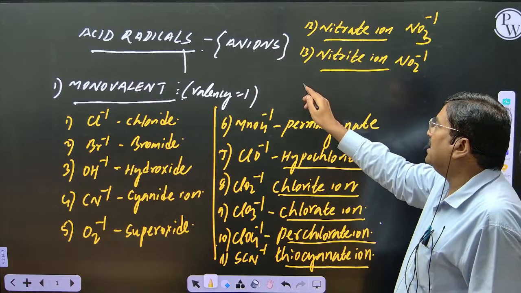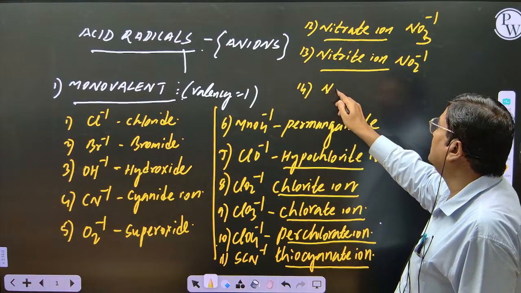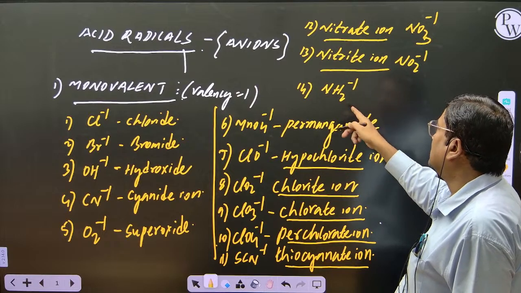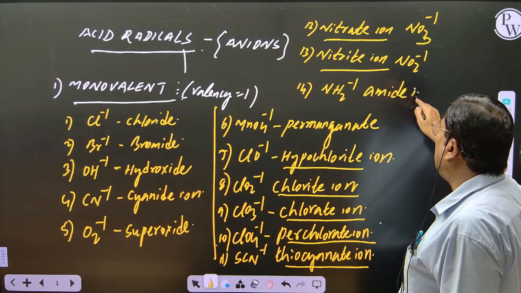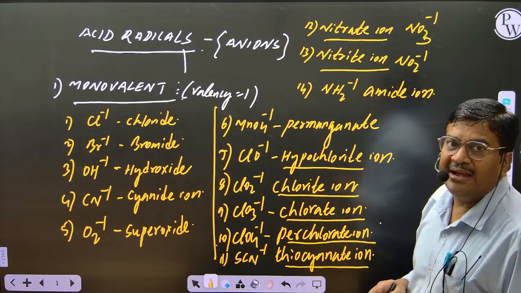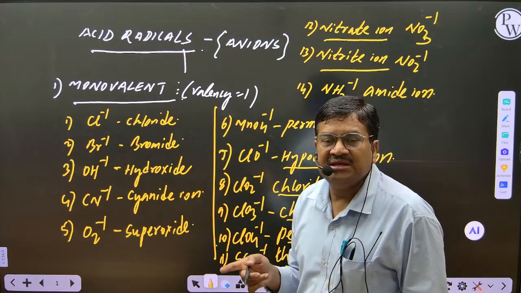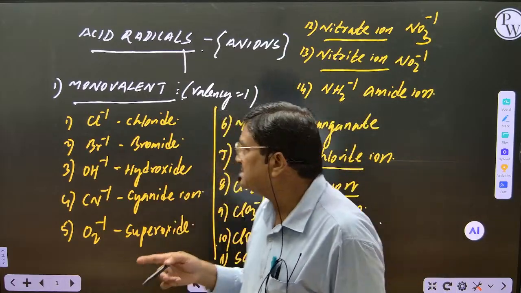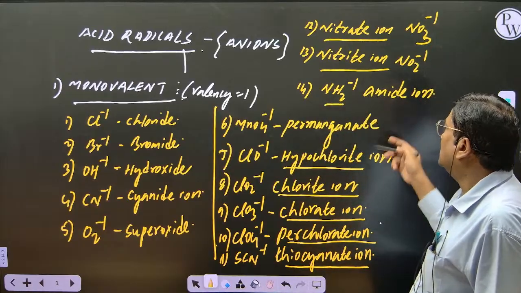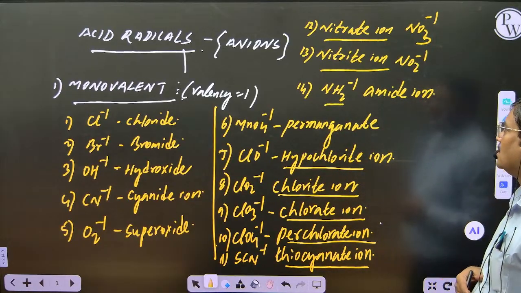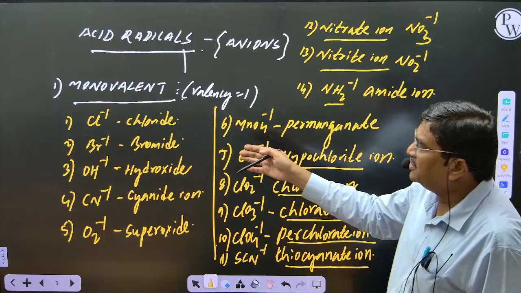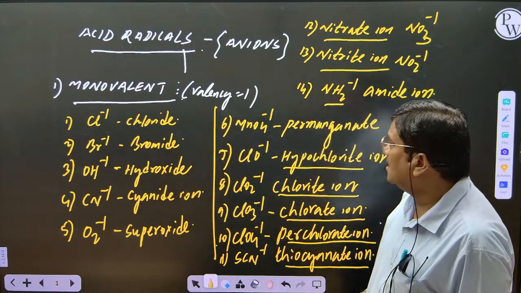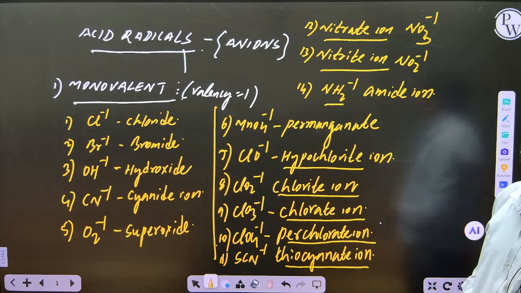And see one more, NH2 minus. You know ammonia, NH3. From ammonia you remove one H. That makes the amide ion. Amide ion, NH2 minus. So these are all monovalent ions. Copied? Now we go for bivalent ions.